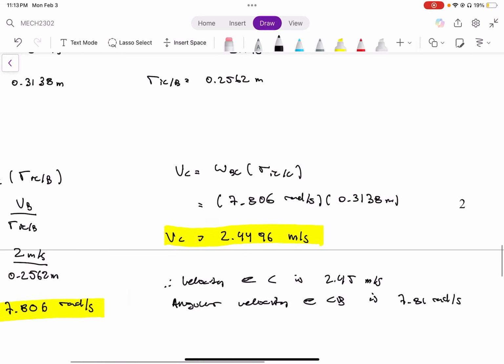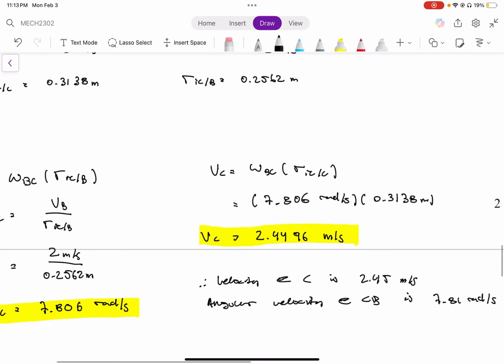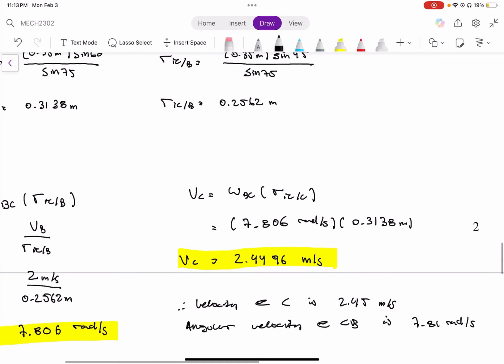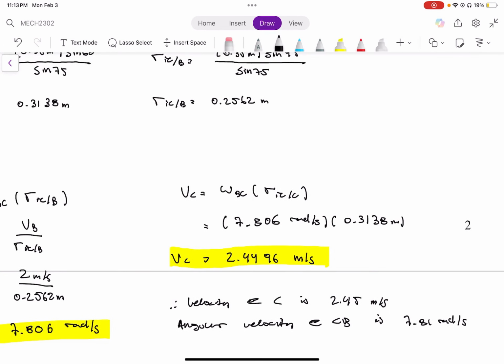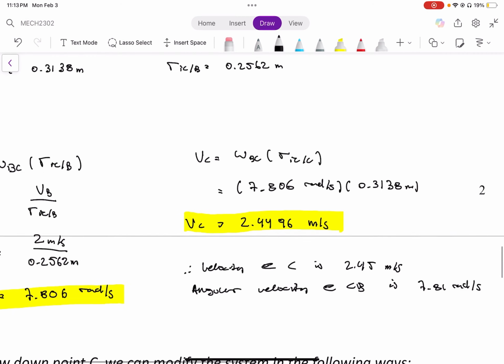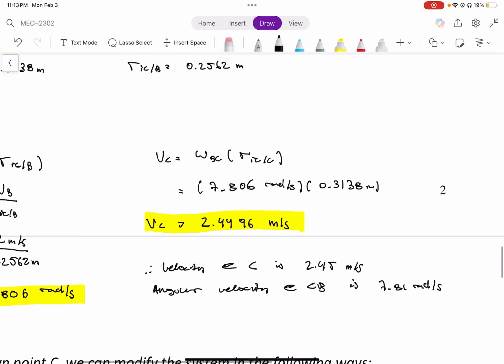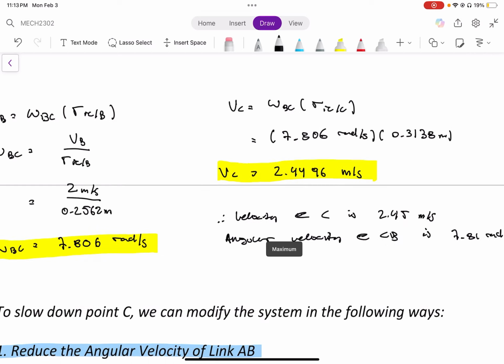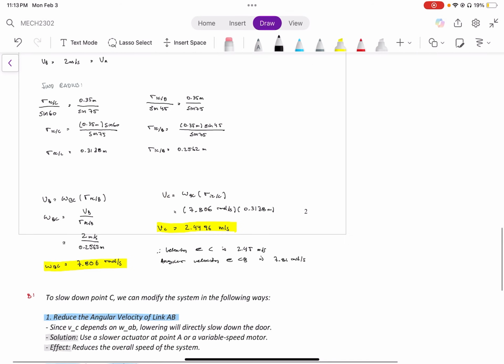We do the exact same thing, but with C and velocity C, and we actually don't isolate it, because we're trying to find velocity at C. We plug in all the values with r_BC and then the r_IC/B, and we get that the velocity equals 2.4496. So therefore, the velocity at C equals 2.45 meters per second, and the angular velocity of CB equals 7.81 rad/s, rounded.